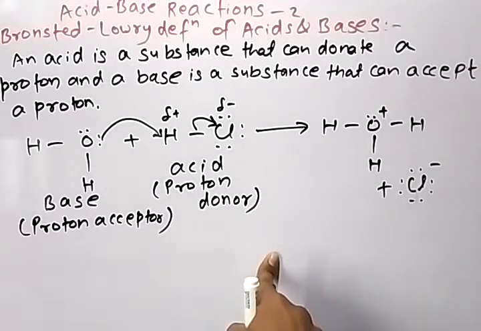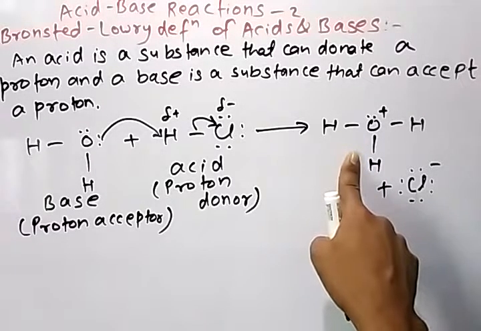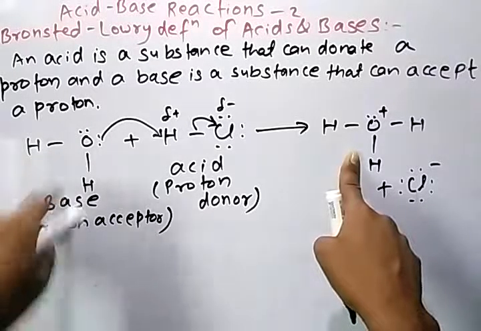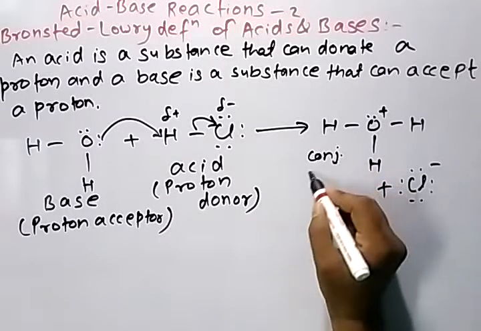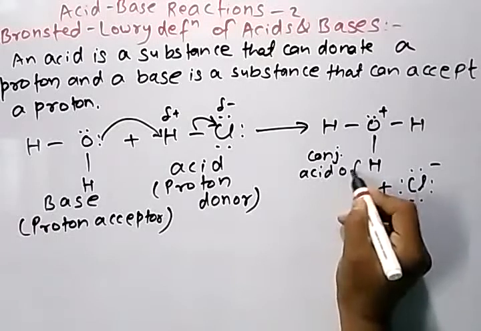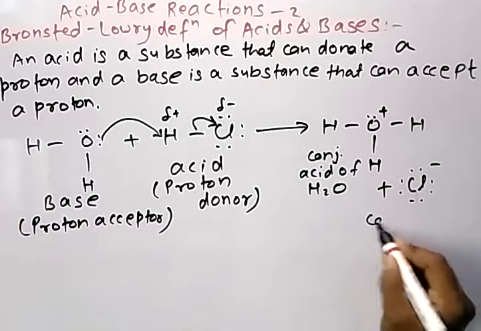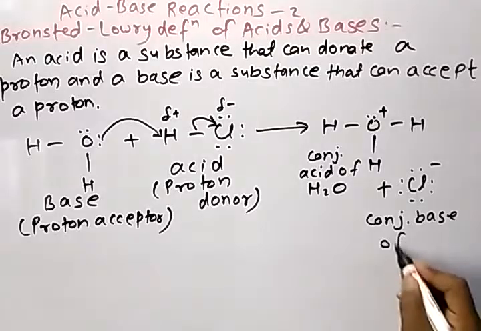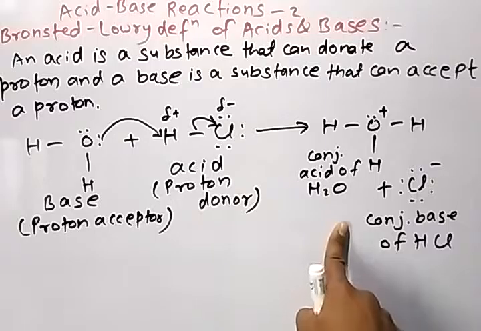Okay, now here this H3O plus, which is the hydronium ion, is called the conjugate acid of this base, water. So this is the conjugate acid of H2O, and this chloride is the conjugate base of this HCl. Now what are conjugate acids and conjugate bases?